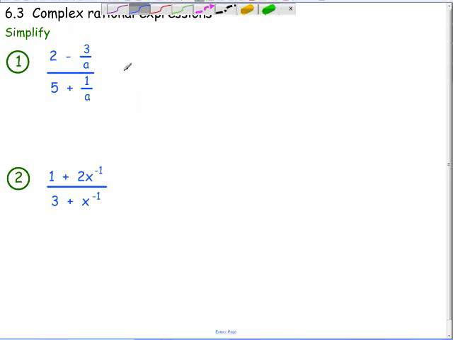Okay, here's a good complex expression for us. What do we need? We need to have like terms. They have to have a common denominator. So my 2, if I multiply that by a over a, then in my numerator I will have a fraction with a common denominator. In the denominator, same thing. I'll multiply it by a fancy 1.